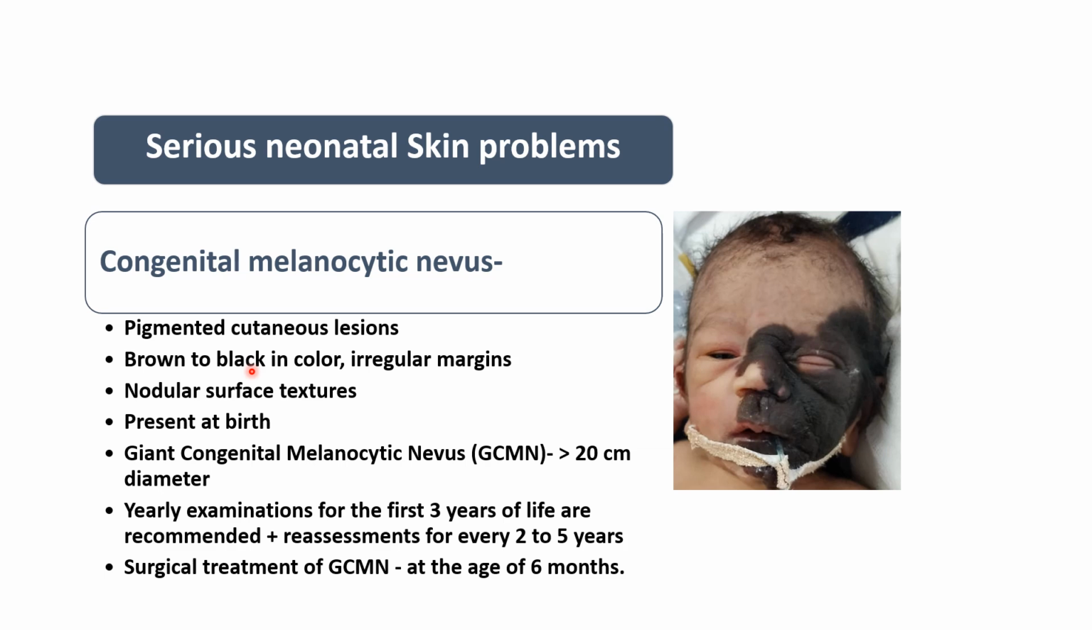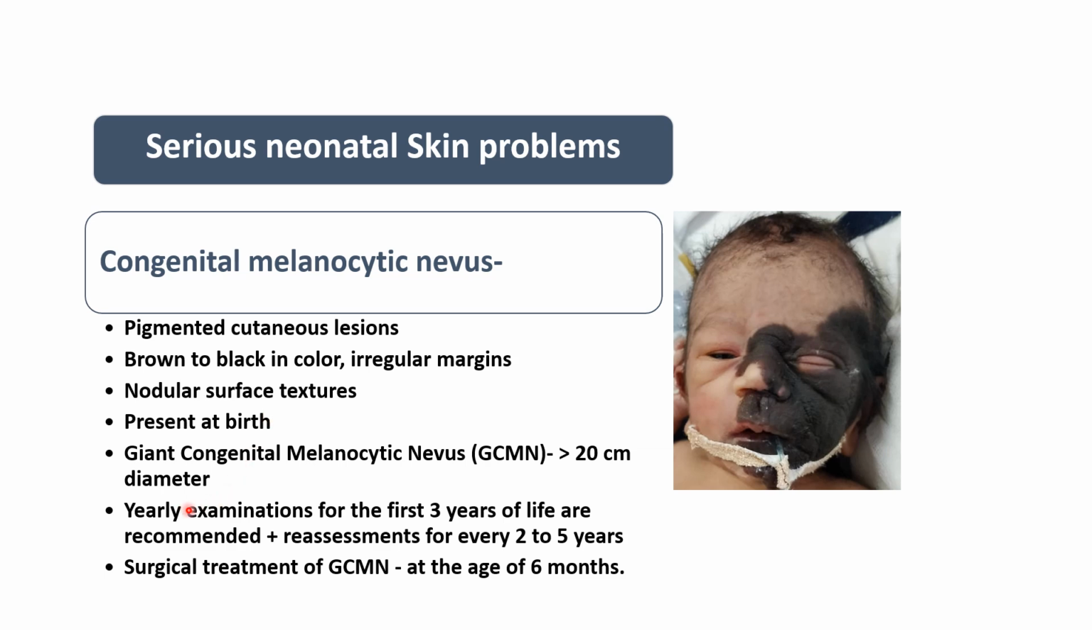So if the size is less than 1.5 centimeters, we label it as a small congenital melanocytic nevus. If it is between 1.5 to 20 centimeters, then we label it as a medium congenital melanocytic nevus. If it is more than 20 centimeters in size, that means a large or giant lesion. It is also present at birth or shortly after birth.